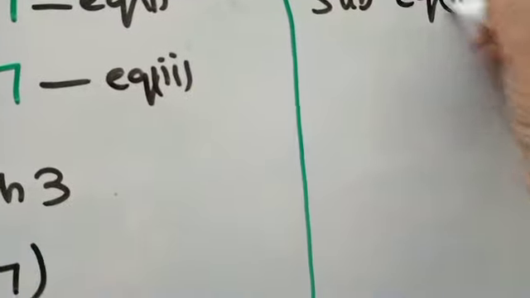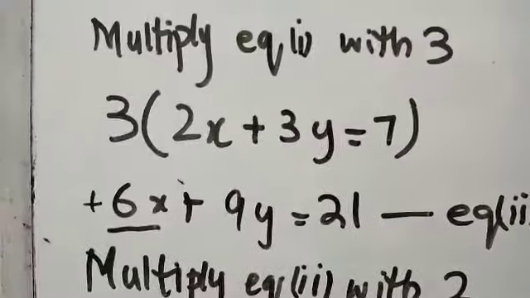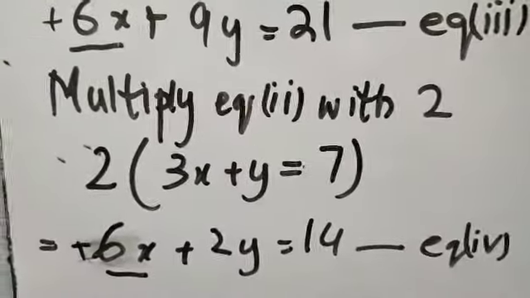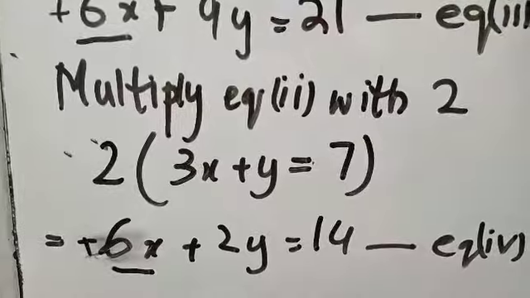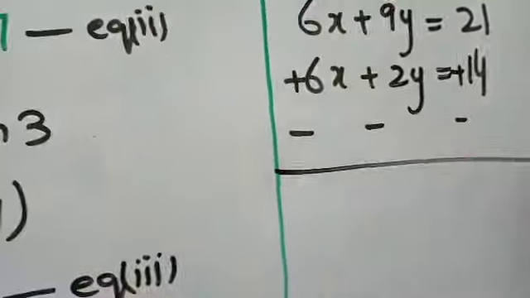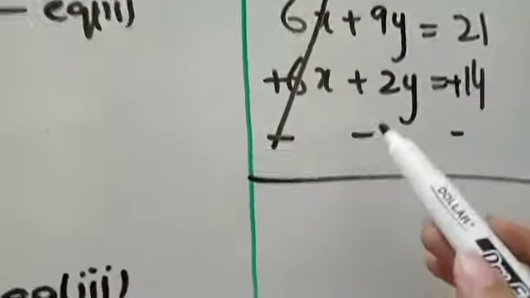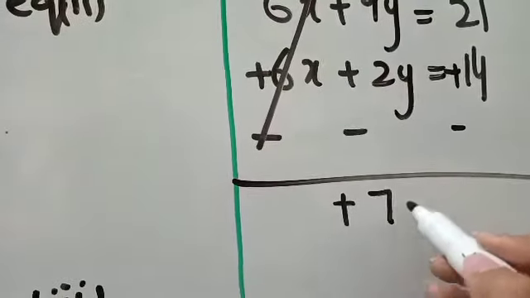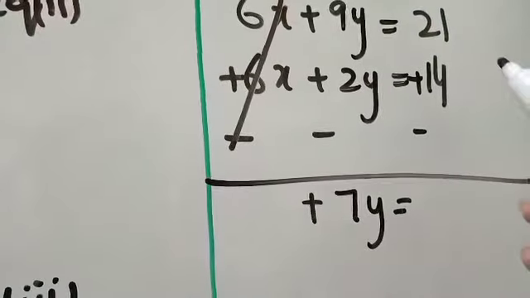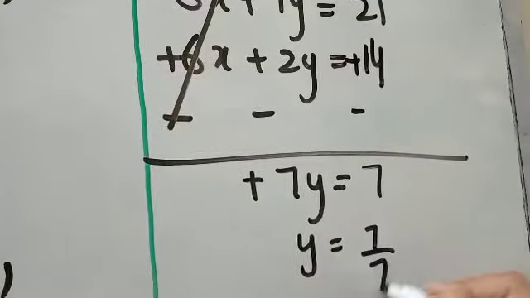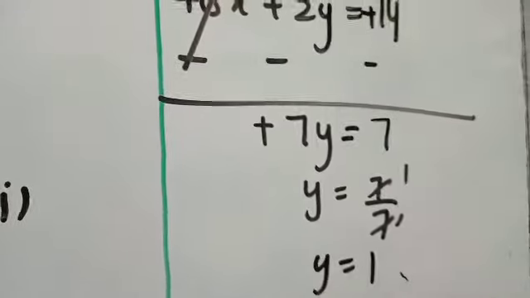equation 3 and 4. Equation 3 is 6x plus 9y is equal to 21, and equation 4 is 6x plus 2y is equal to 14. Plus becomes minus, minus, plus. 6x cancels. Plus 9y minus 2y gives me 7y is equal to 21 minus 14, which gives me 7. y is equal to 7 upon 7, y is equal to 1. So I got the value of y.